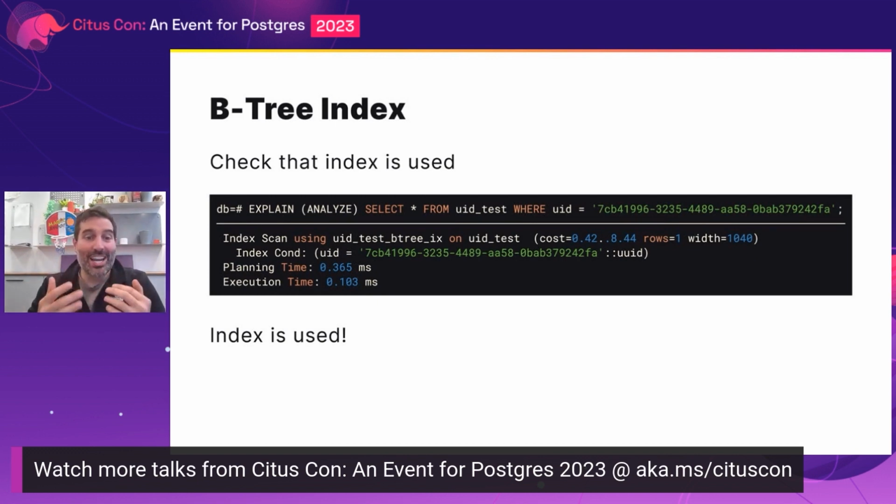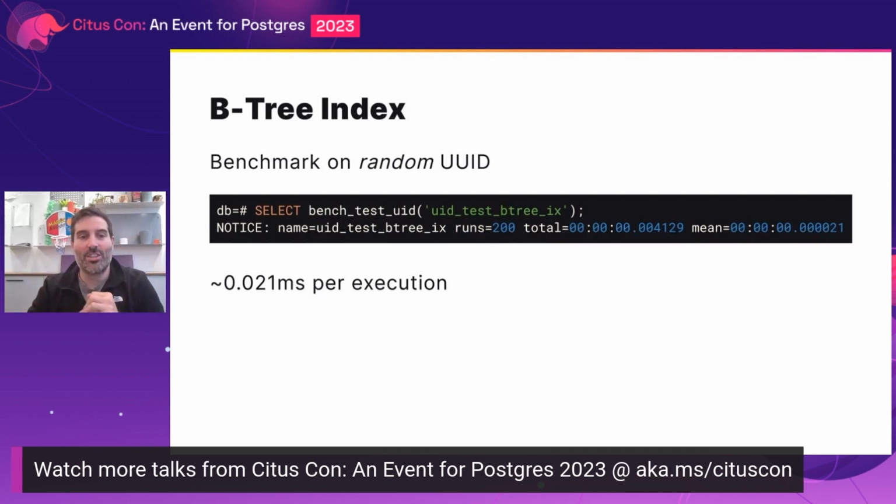Next, we want to check that the index is in fact used when we are trying to fetch a row by UUID, and that's the query. And you can see that the database is doing an index scan on the B-tree index, which is the index we just created. And we also can see that it's quite fast.